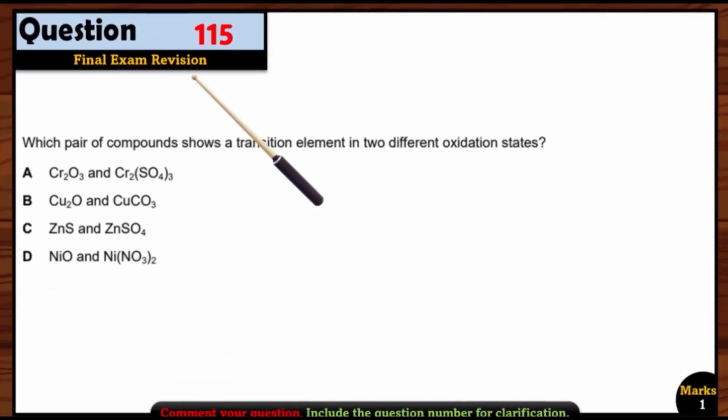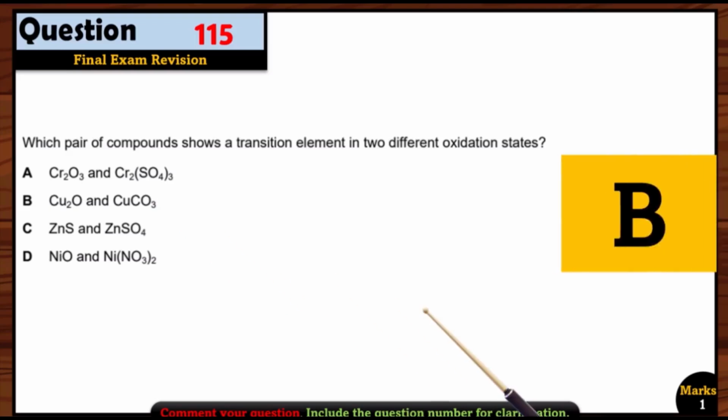Okay, let's see question 115. Which pair of compounds show a transition element in 2 different oxidation states? Let's see one by one each option. A, Cr has 3 oxidation state here. Again, Cr has 3 oxidation, so it's the same. Copper has here one oxidation state because we have only one oxygen. Here carbonate, you have to remember carbonate is 1, copper is also 1, but remember carbonate usually has oxidation number of -2 and copper is also +2 here. That's why they have cancelled the effect of each other, right? So copper is here +2, here it is -1. Here it is +1 and here it is +2. So that's why two different oxidation states for copper are here. That's why option B is the correct option here.